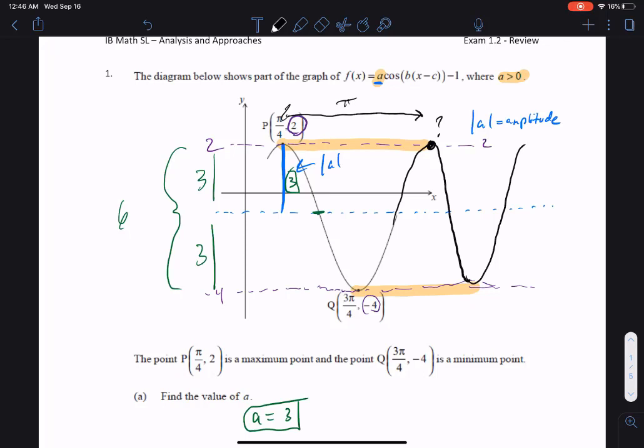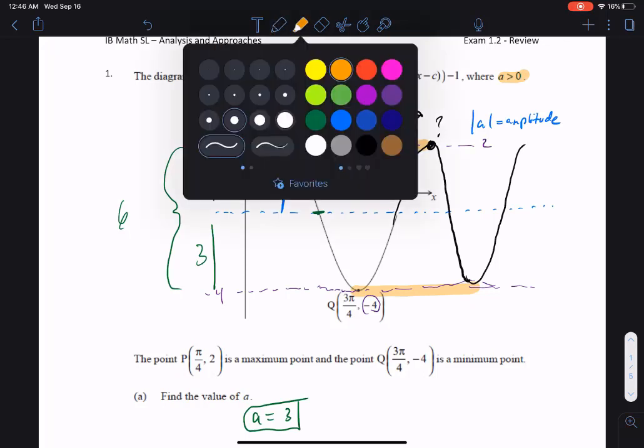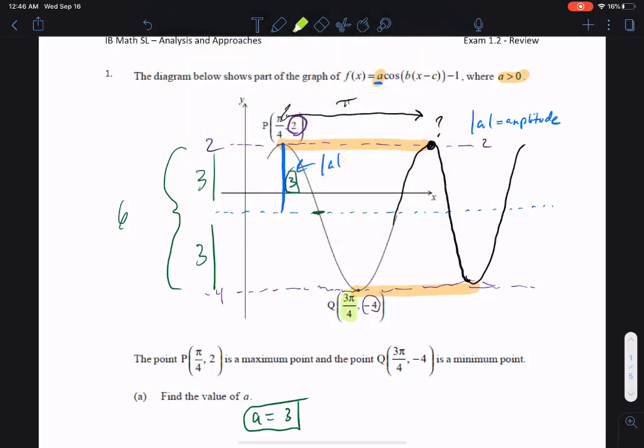But I do know this x value on the bottom, and I know this x value right here on the top. If I'm measuring the period from one top to the other, what's the halfway point from the top of the graph to the top of the graph? The halfway point is right here, and that will be where the bottom is.